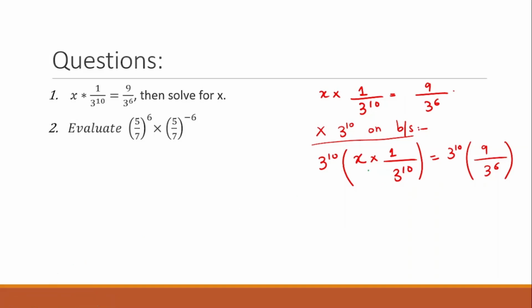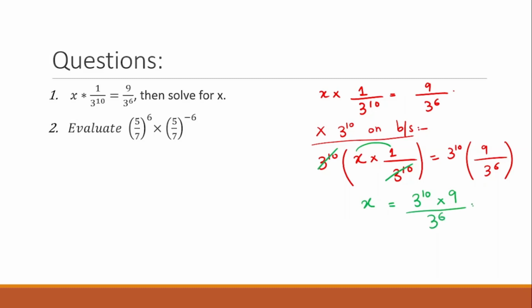Now this can be cancelled by this, because 3 to the power 10 is being multiplied by 1 over 3 to the power 10. So basically, 3 to the power 10 divided by 3 to the power 10 will be cancelled. You will be just left with x multiplied by 1, and x multiplied by 1 is simply x.